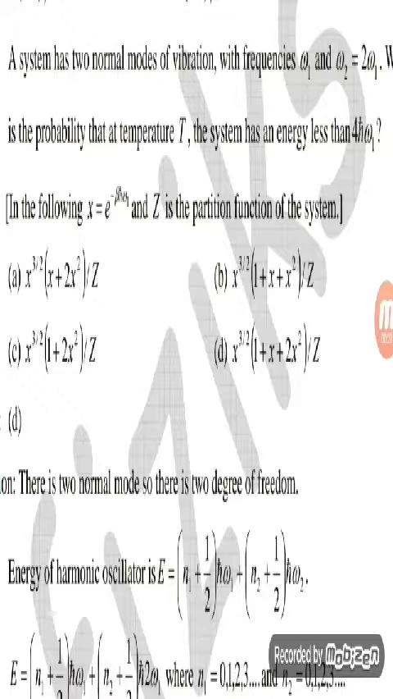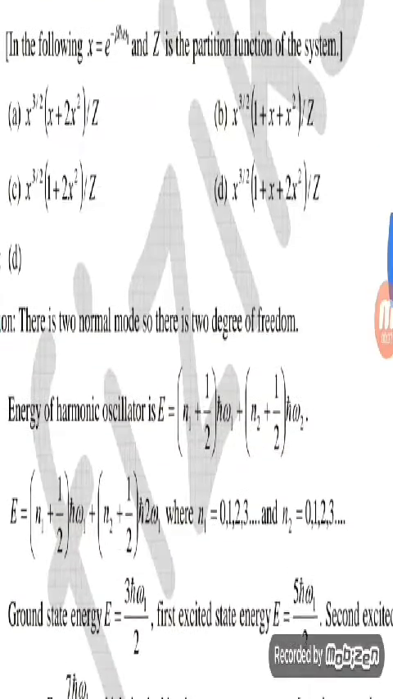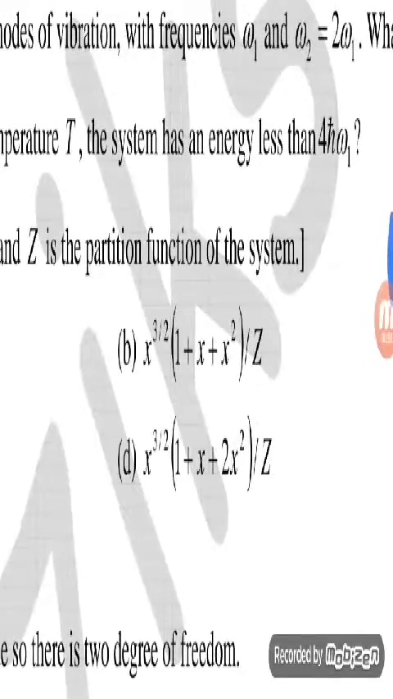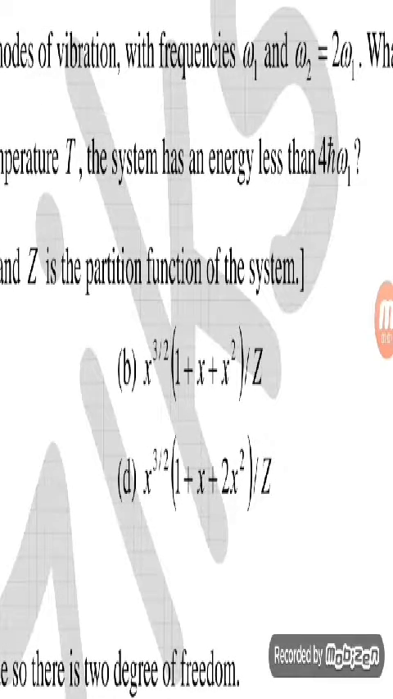So what is the energy of a vibrator? E equal to (n plus half) h cross omega. Since there are two possible modes of vibration, E equal to (n1 plus half) h cross omega 1 plus (n2 plus half) h cross omega 2. So what we have to do is calculate the energy for different values of n1 and n2 for which the energy does not exceed 4 h cross omega. That is the given condition: it should be less than 4 h cross omega.